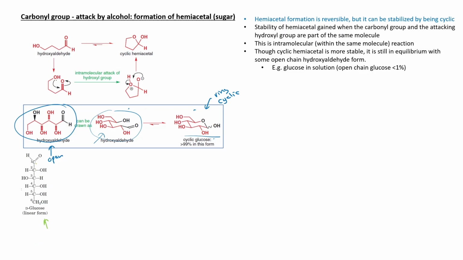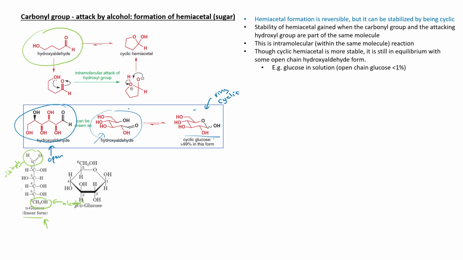You can see the glucose here. You have 1, 2, 3, 4, 5, 6 carbons. So this is the linear form. We also call it the linear form. This is glucose, and the top one is an aldehyde. The bottom one is an alcohol. Same as the hydroxyaldehyde, it can do the reaction by itself, and this is the linear form or open chain.